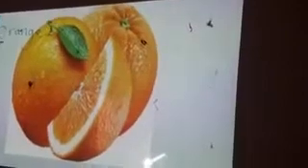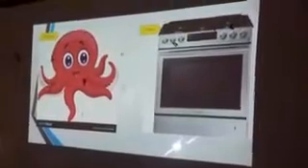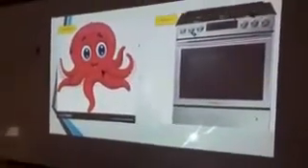Now we will identify some pictures with O at the beginning of each word. This is the image of orange. The word orange begins with O. And these are other pictures of words with O. This is an octopus. And this is an oven.